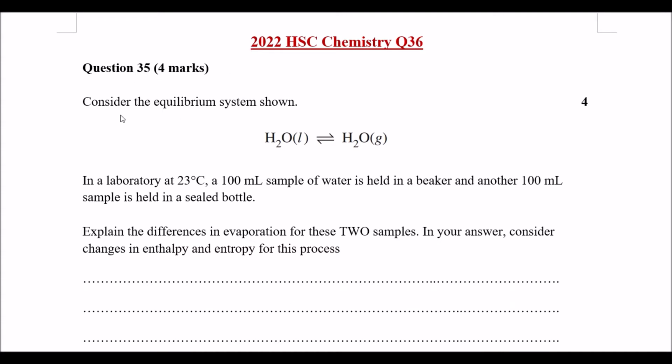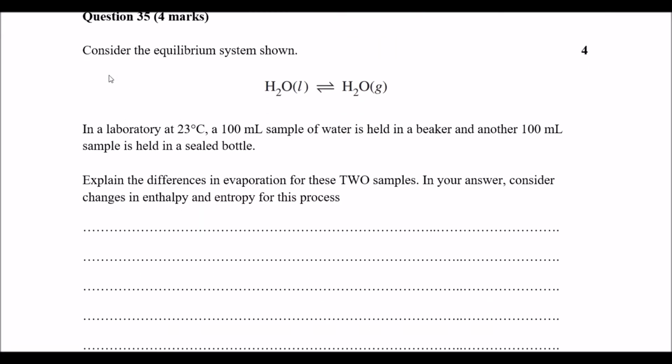So change that to 36 or 35 probably. Consider the equilibrium system shown. We have liquid water in equilibrium, a reversible reaction, with water vapor. In a laboratory at 23 degrees Celsius, a 100 milliliter sample of water is held in a beaker, and another one is in a sealed bottle. Explain the differences in evaporation for these two samples. In your answer, consider the changes in enthalpy and entropy for this process.